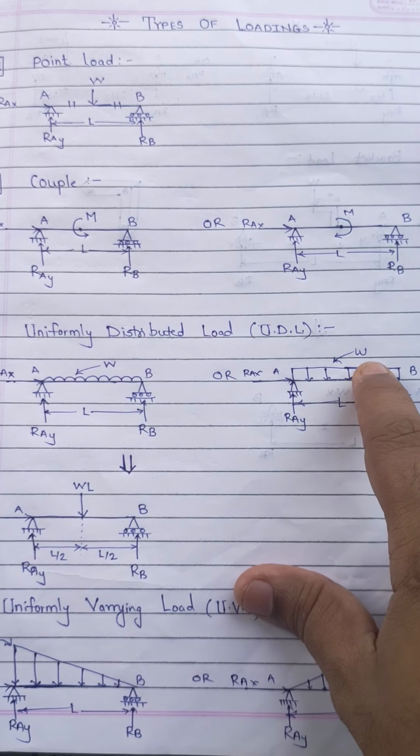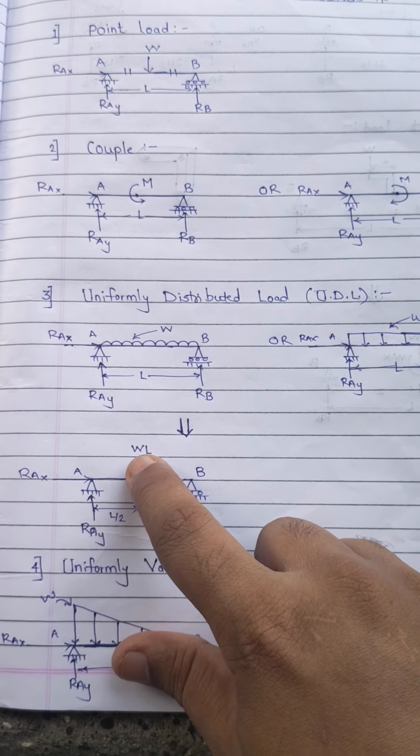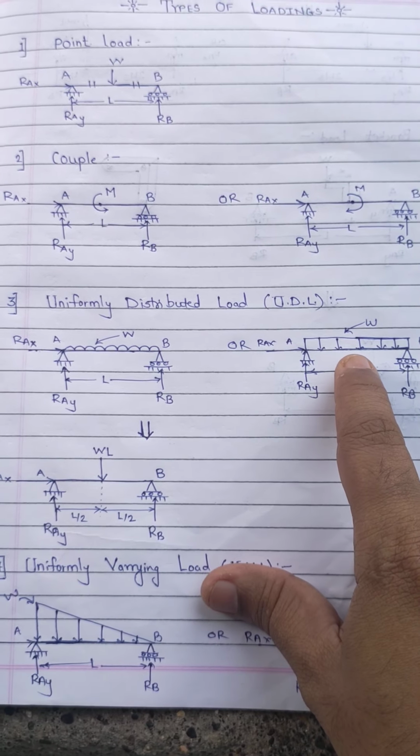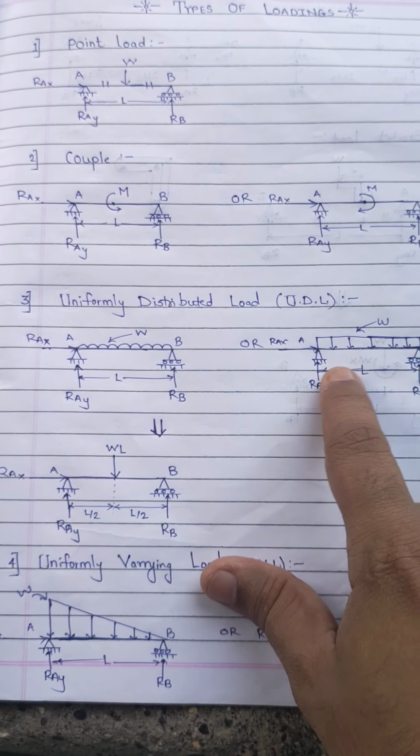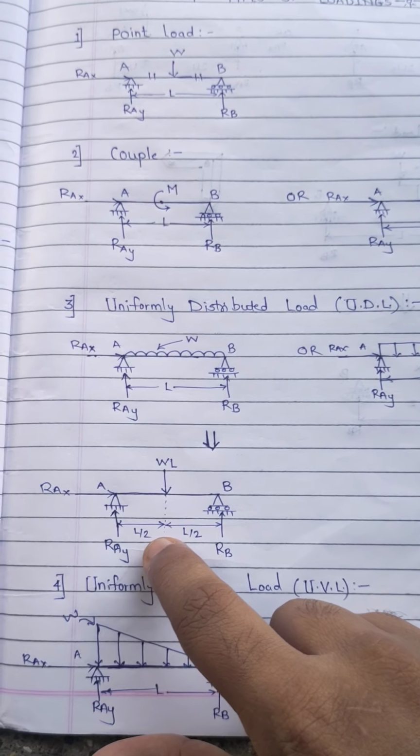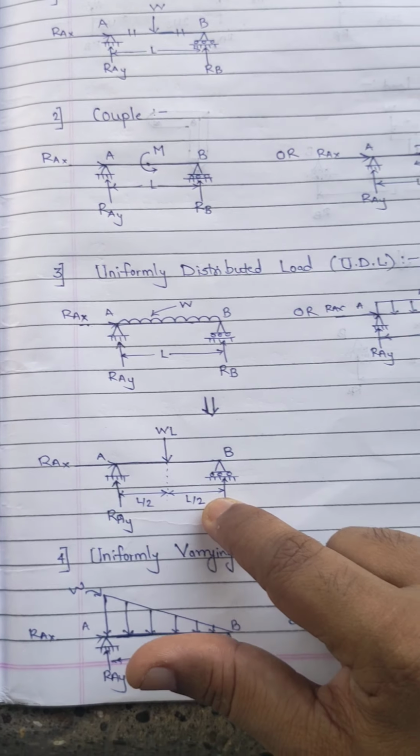So length is how much? L. Breadth you can call it as W. So the load is WL, and it is exactly concentrated at the midpoint. So my total length is L, so my midpoint would be L by 2.